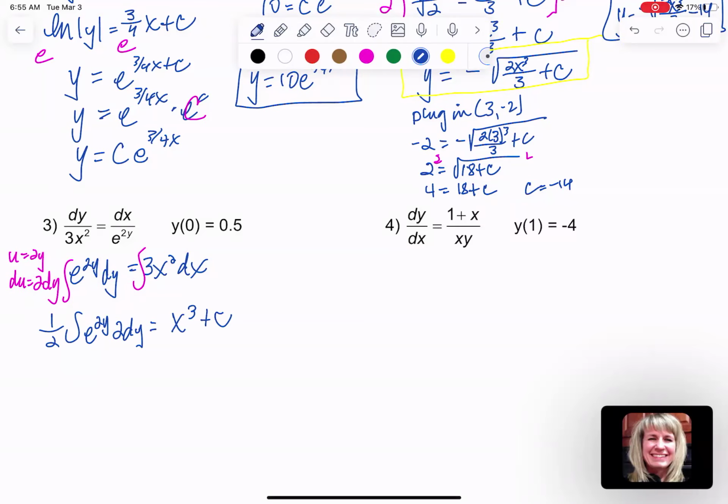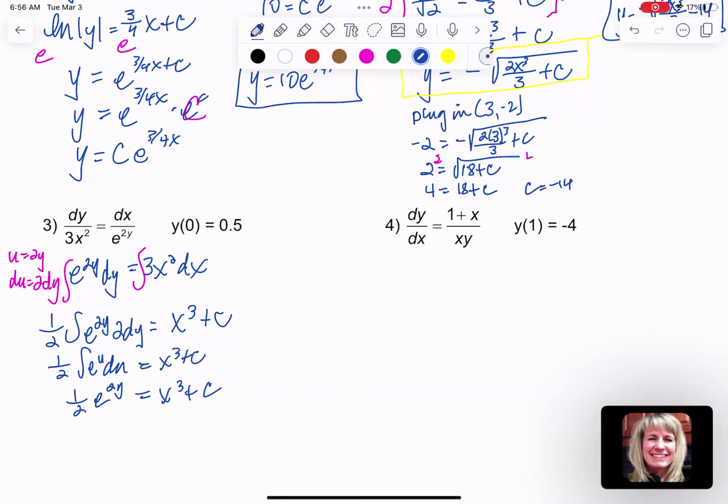And then over here, you can go ahead and substitute. This is e to the u du. When you integrate e to the u, it's just going to be e to the u. So you've got 1/2 e to the u, which u happens to be 2y, equals this. Oops, I don't know why I put it that way.